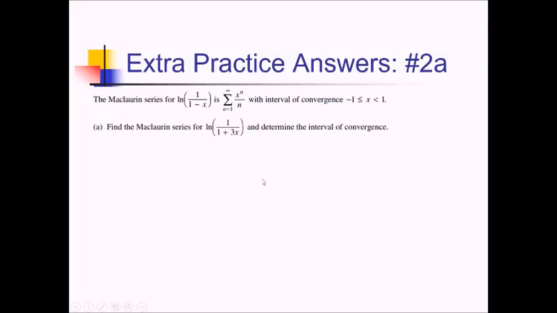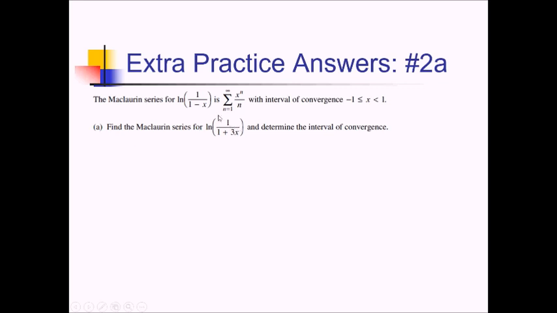For this free response problem, we have the Maclaurin series for ln of 1 over 1 minus x given as the sum of x to the n over n, and they also gave us the interval of convergence for that. The first task on this is to find the Maclaurin series for ln of 1 over 1 plus 3x and determine the IOC. Okay, well, we're basically just doing Maclaurin transformation.